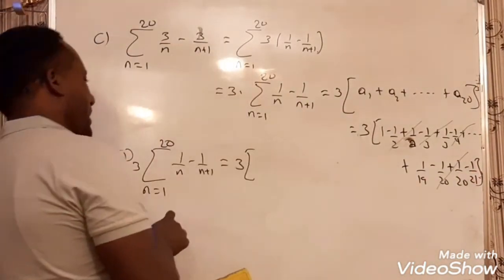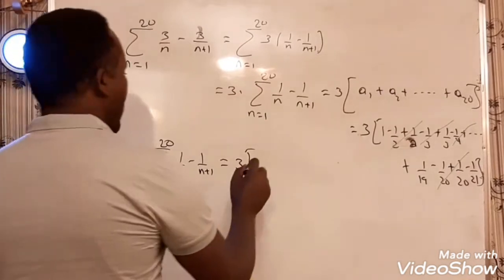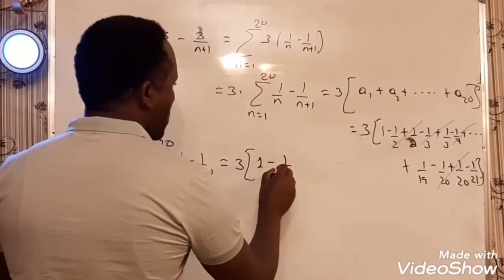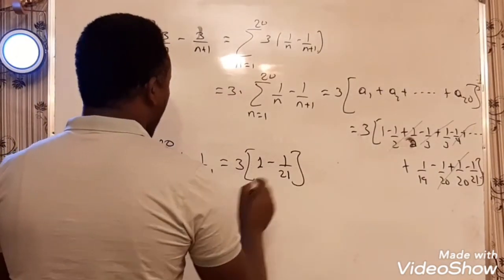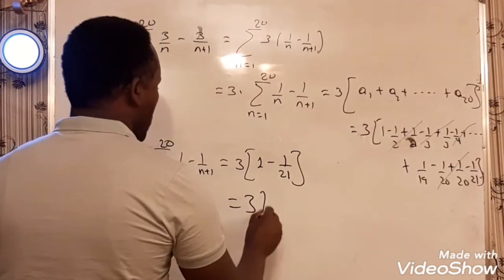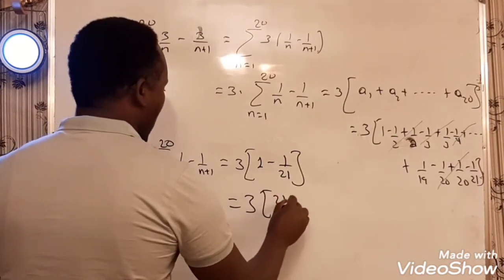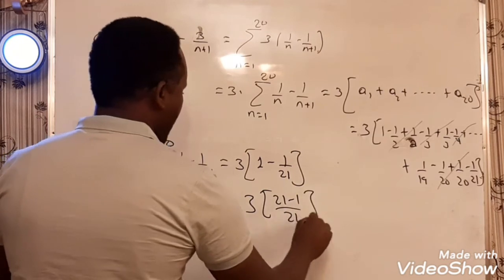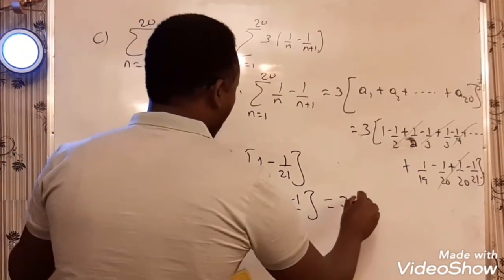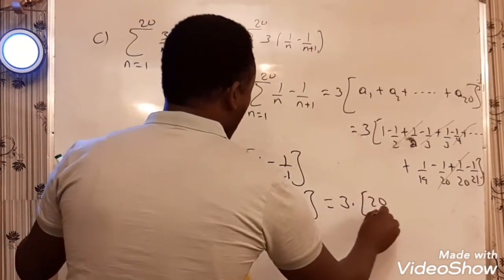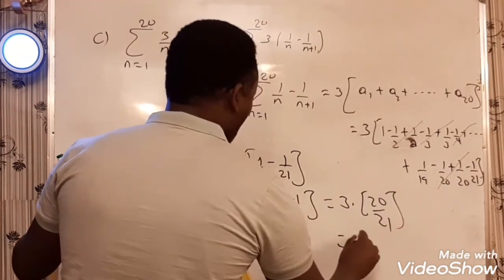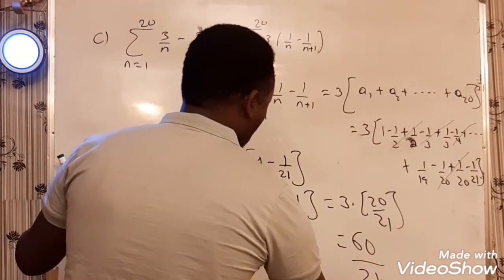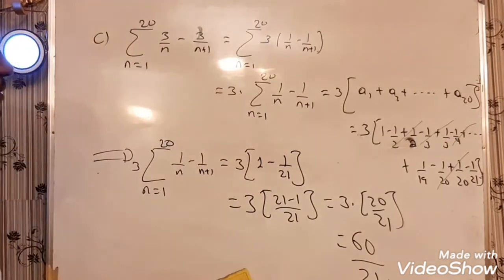So this is exactly given by 3 into 1 minus 1 over 21, which is 3 into 21 minus 1 over 21. That is exactly 3 into 20 over 21, which is 60 over 21. That is the solution. You see?